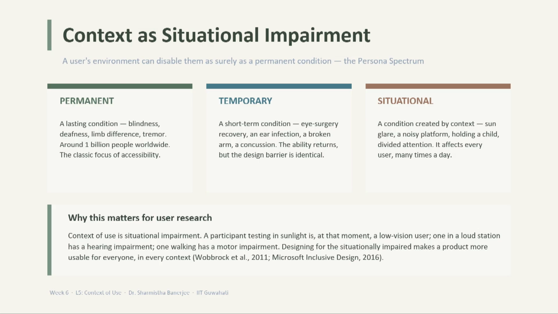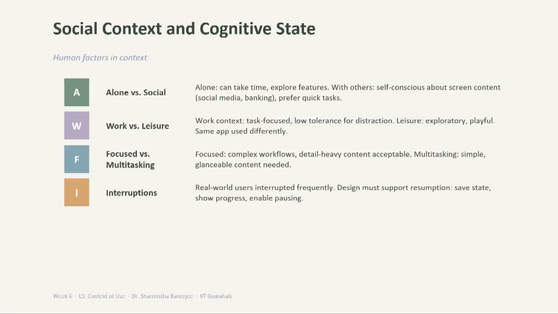So why does this matter for our user research? Because when you're designing for situational impairment, it helps you to cater for the requirements of temporary as well as permanent impairment. Now we will move from these environment-caused impairments to the social context and the cognitive state, and the impairments that can be caused because of that.